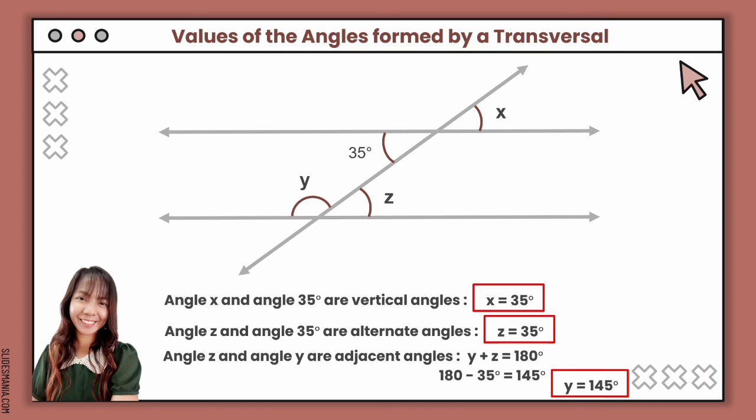So these are the examples on how you get the values of the angles formed by a transversal using only one value of the angle. So all you have to do is look for the relationship from the given value of the angle, and then that's the way that you can get the other values of the other angles.